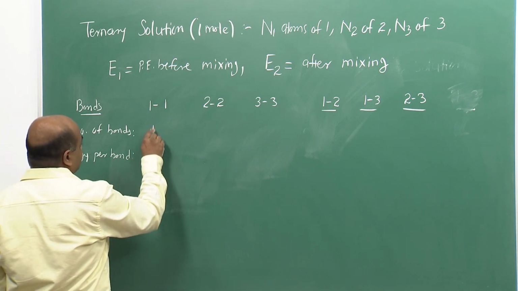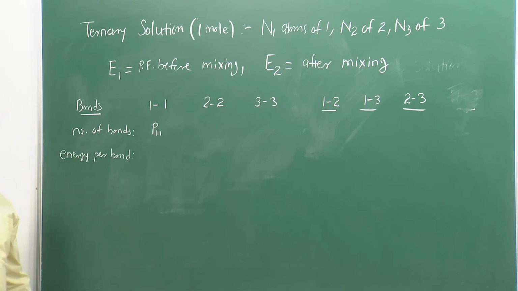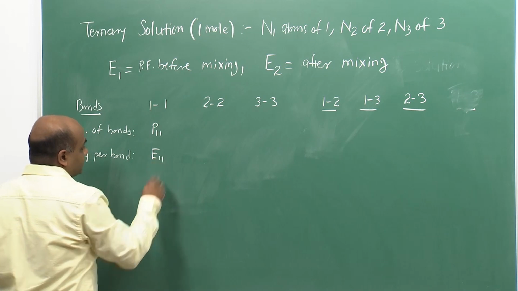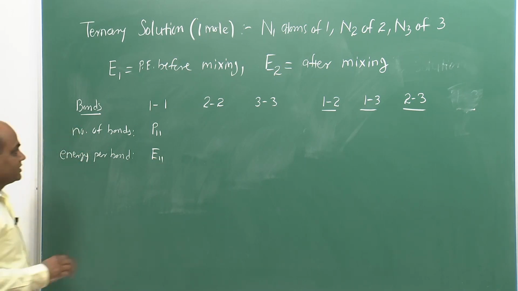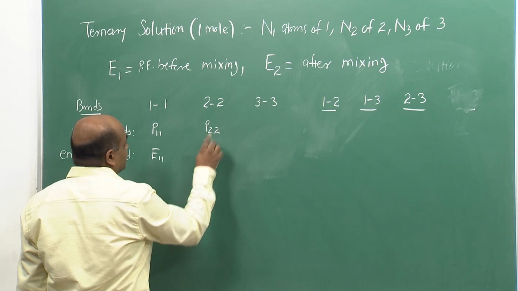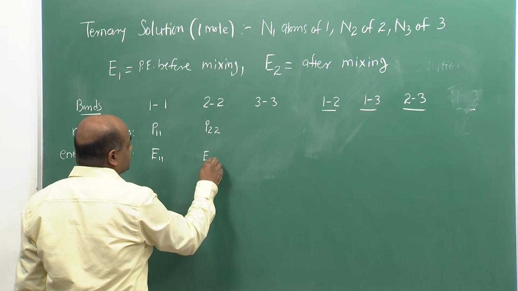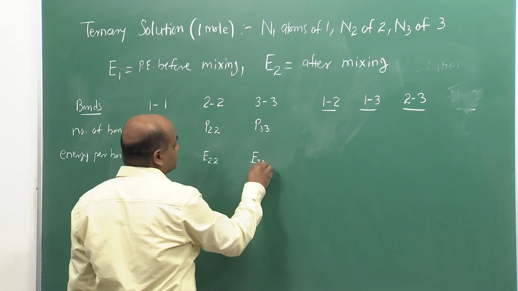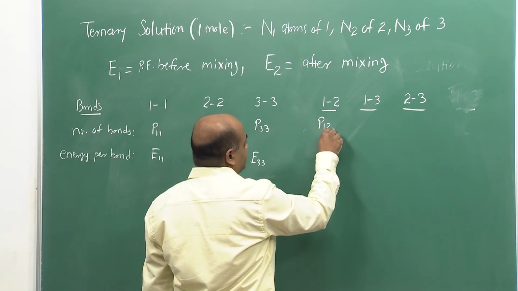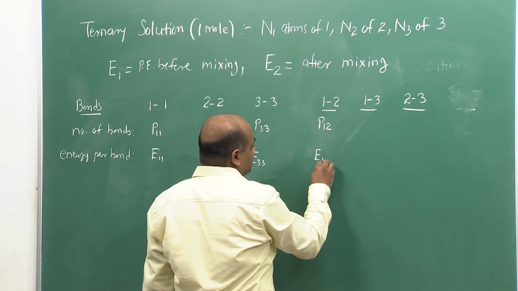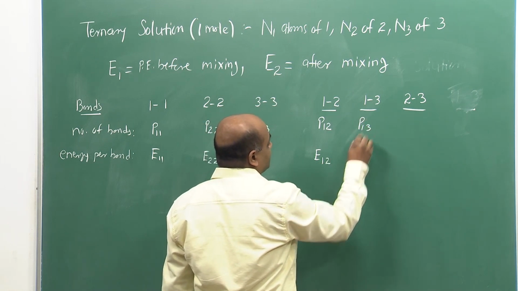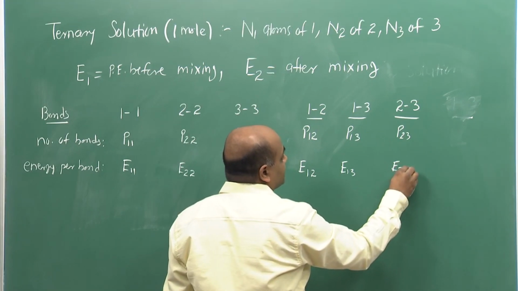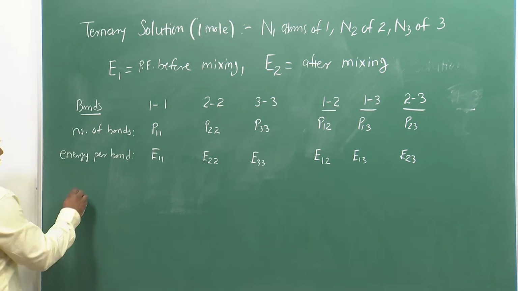Let us say there are P11 number of 1 1 type of bonds, and each bond has an energy E11. Similarly, P22 number of bonds, each having energy E22. P33 number of 3 3 bonds, each having energy E33. P12 bonds with energy E12 per bond, P13 bonds with energy E13, and P23 bonds with energy E23.